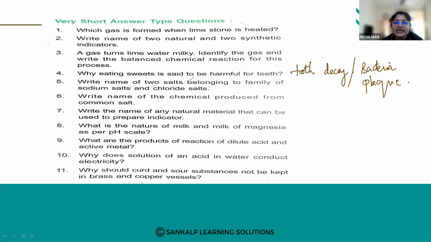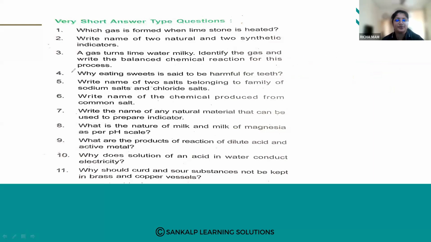So what is the answer? Why is eating sweets said to be harmful for teeth? Eating sweets is harmful for teeth because it can cause tooth decay. I hope you have got the answer. Okay, let us go for the next one.